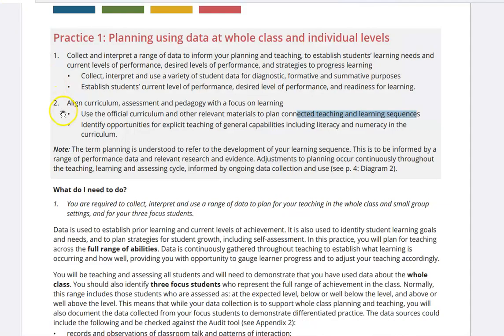So if I go and look at this, this is met. Remember, there's no HDs, although this is a very high level example. I need to know, have they met this? Have they collected and interpreted a range of data? Yes, they have. Have they established the current level of performance and evidence that? Yes, they have. Have they used official curriculum, unit plan? Yep. Have they connected to this? Yes, they have. Have they identified opportunities for these? Yes, they have, although that's maybe the smallest section of what they've got here. So this is very much a strong met.